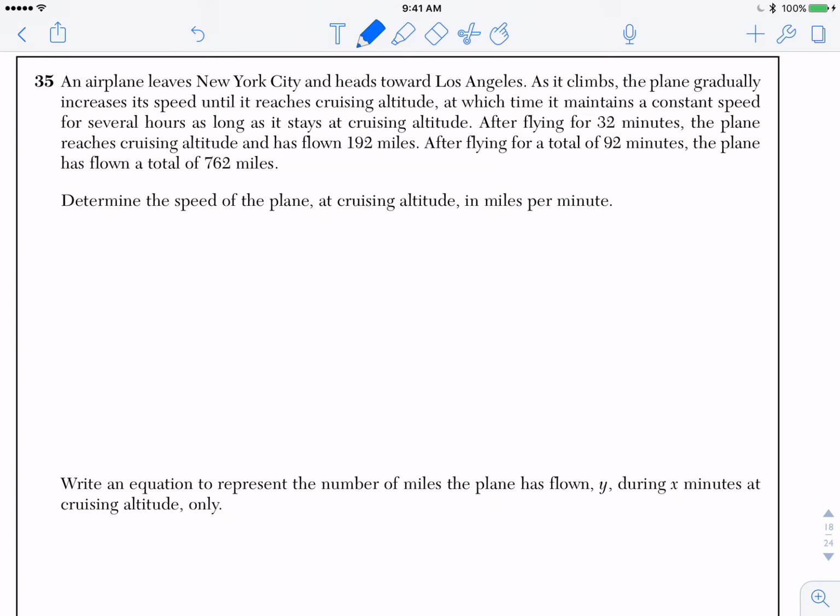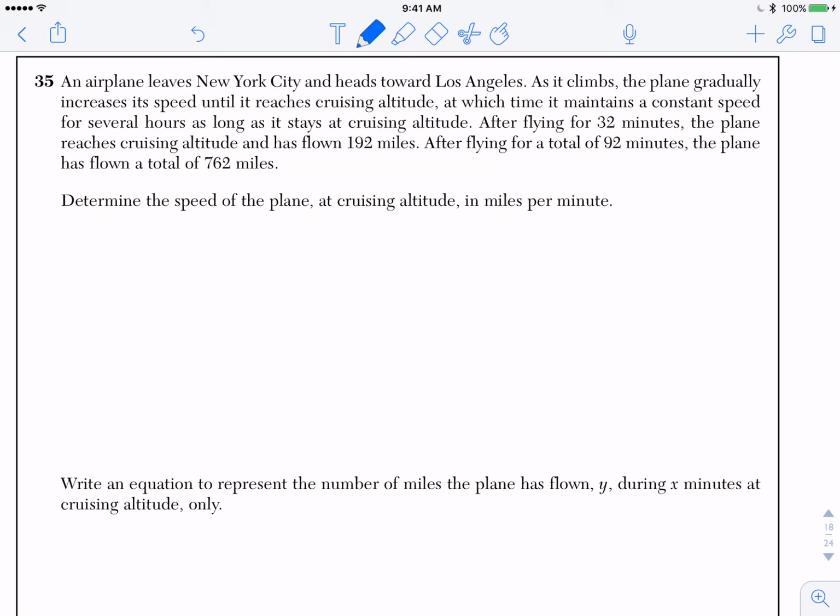Okay, for number 35, my least favorite question on the test. We're looking at an airplane leaving New York. They give us different cruising altitudes, different speeds, things like that. There's a few components with this question. The phrasing was a little tricky here.